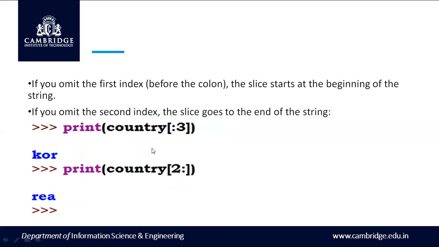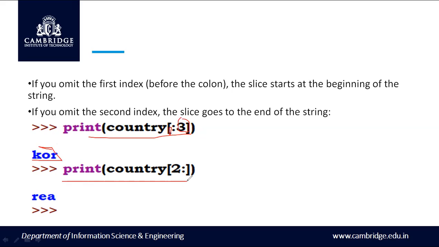Also here we have another example: if we omit the first index, the slice starts at the beginning of the string. If you omit the second index, the slice goes to the end of the string. In this example, the first example is print country. Here country holds the string Korea. When I omit the first index, it begins at the start, that is 0, 1, 2. Always the second index will not be printed. So you can see KOR being printed.